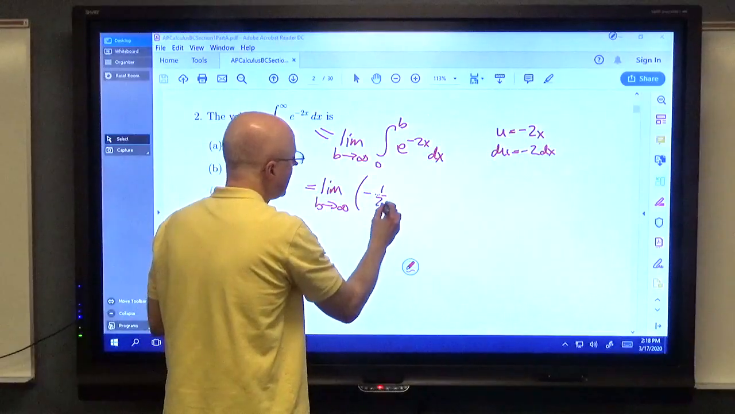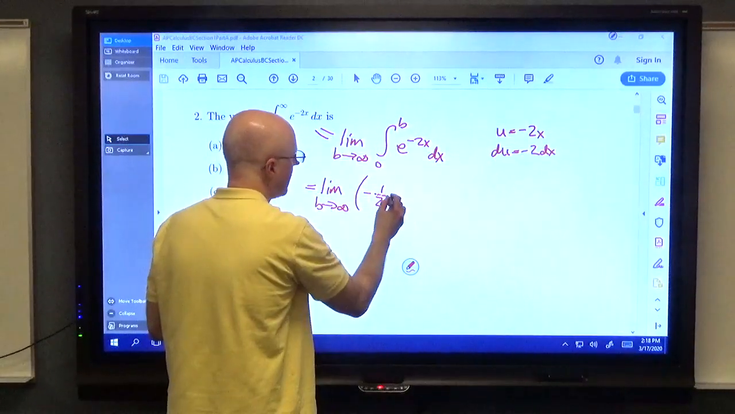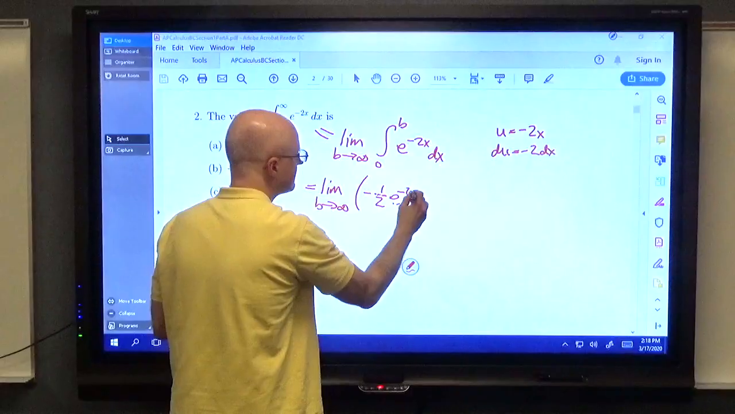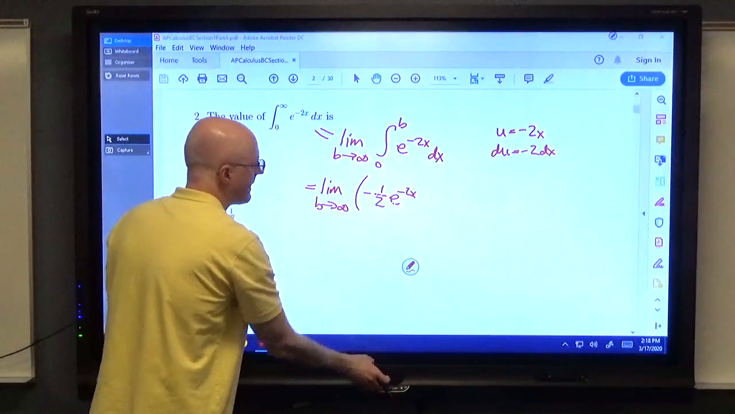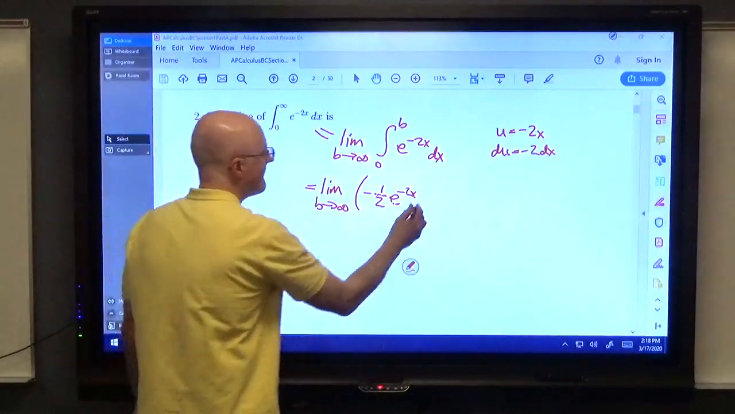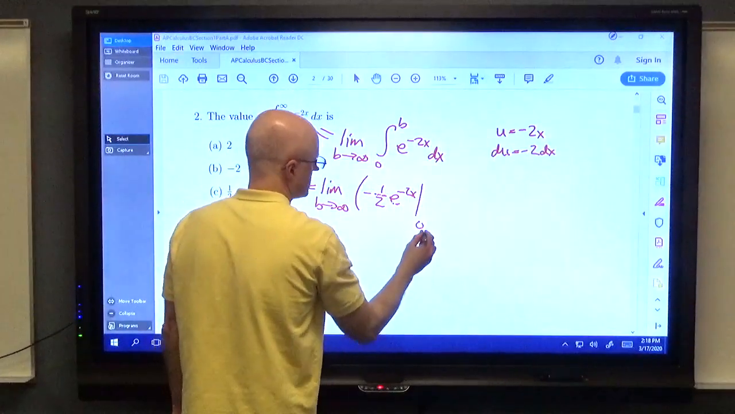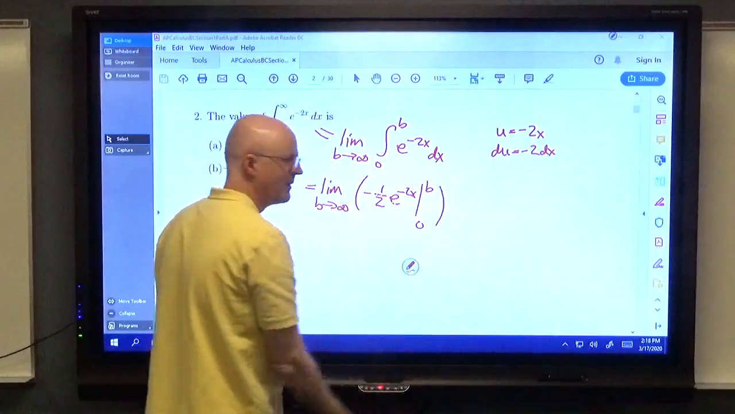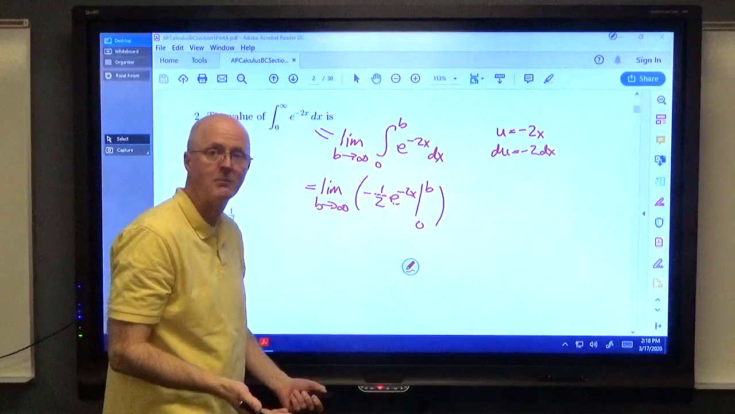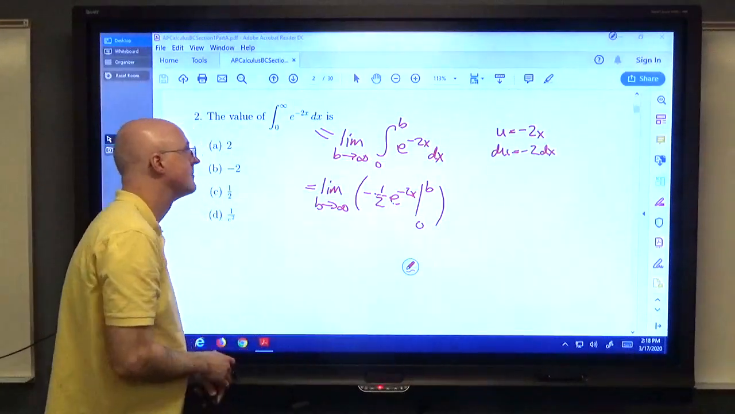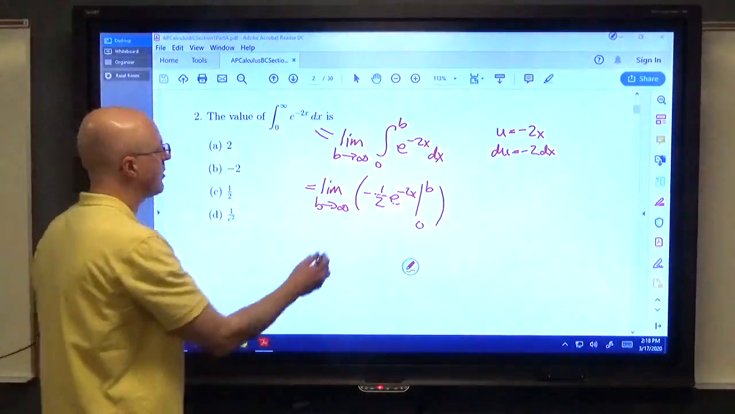It can be found by guessing. Negative 1/2 e to the negative 2x. Okay, that antiderivative can be found by guessing. And you then can keep your original limits of integration. With the other problem, it might have been a little harder to guess, and definitely in some substitution problems, it's really hard to guess. But here it's fairly easy to guess if you've got some practice.